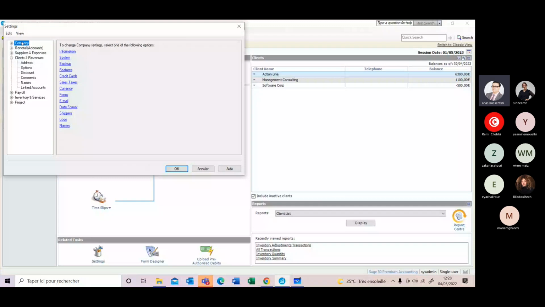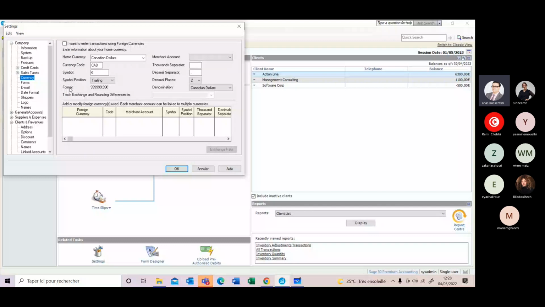If I would like to add other currencies used in business transactions, as an example the USD, the United States dollar, first thing first, I have to check the box. If it's unchecked, you don't have foreign currency. So first you have to check this: I want to enter transactions using foreign currencies.